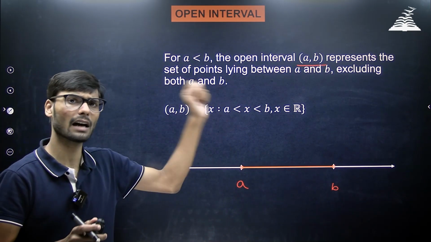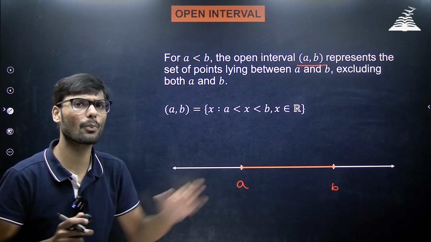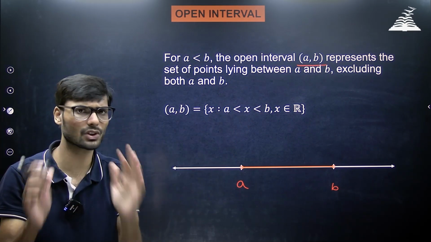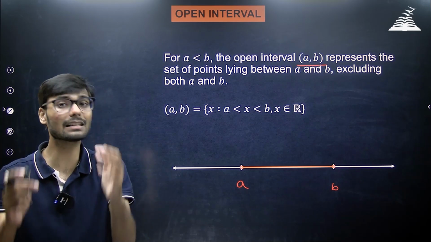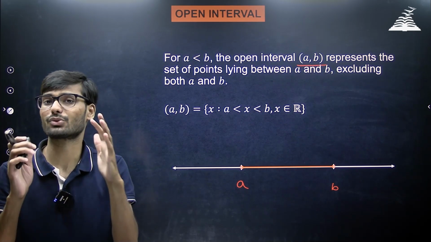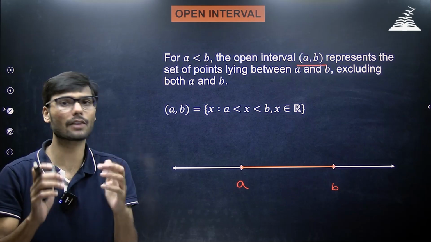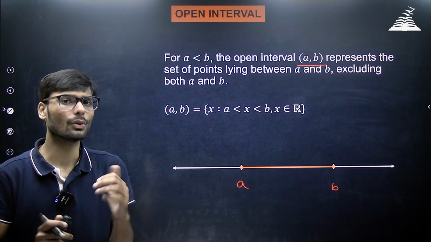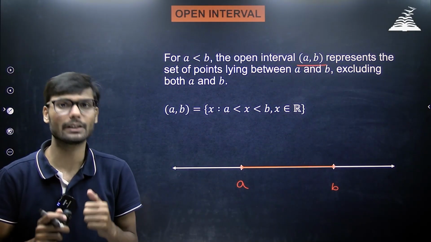Now if someone asks what is the smallest number in this interval, we just do not know. What's the greatest number in this interval? That also we do not know. We can't find that, right? So let's now talk about closed intervals.